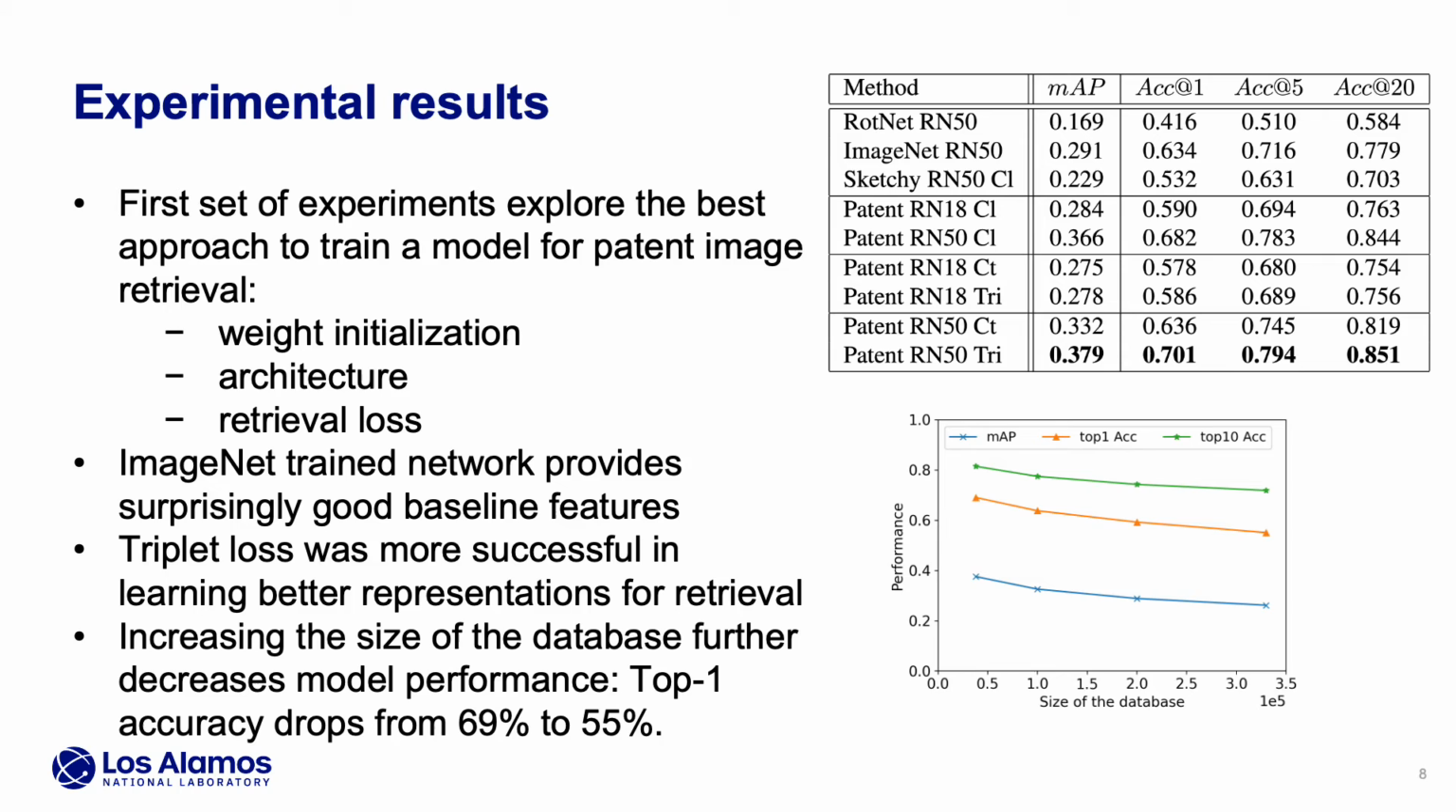In the following slides, we give a preview of our results. Our first set of experiments focused on ablation studies. We saw that an ImageNet trained network provides surprisingly good baseline features for pattern retrieval. Classification pre-training further improved these features, and for both ResNet 18 and ResNet 50 architectures, the triplet loss learned better features for retrieval. Our plot on the bottom further highlights the challenge with pattern image retrieval. Increasing the size of the database results in a 14% drop in top 1 retrieval accuracy.